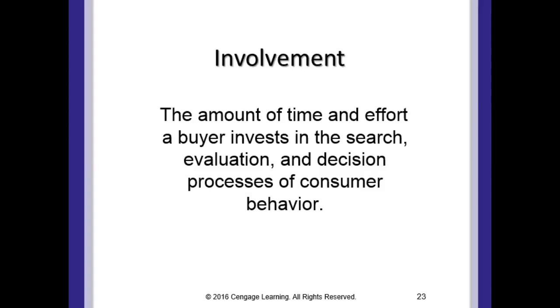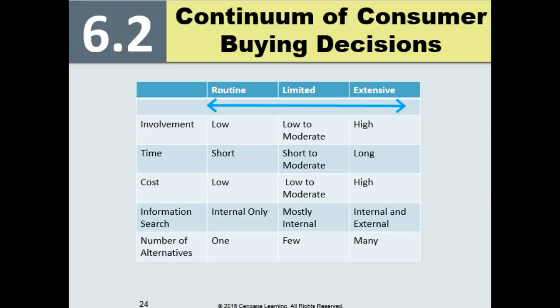The term involvement is just simply referring to the amount of time and effort that you put into your search and your decision-making process. Now this next table here is going to show you your amount of involvement, time, cost, information search, and usually the number of alternatives that are available with your product based upon your 3 levels of buying decisions. All right, so you can see usually low involvement, short amount of time for the routine. Then as you're moving from left to right, you're increasing your involvement, you're increasing your time, you're increasing the cost, number of alternatives, and all of that, until you get to your extensive one where everything is going to be higher, more expensive, more time.